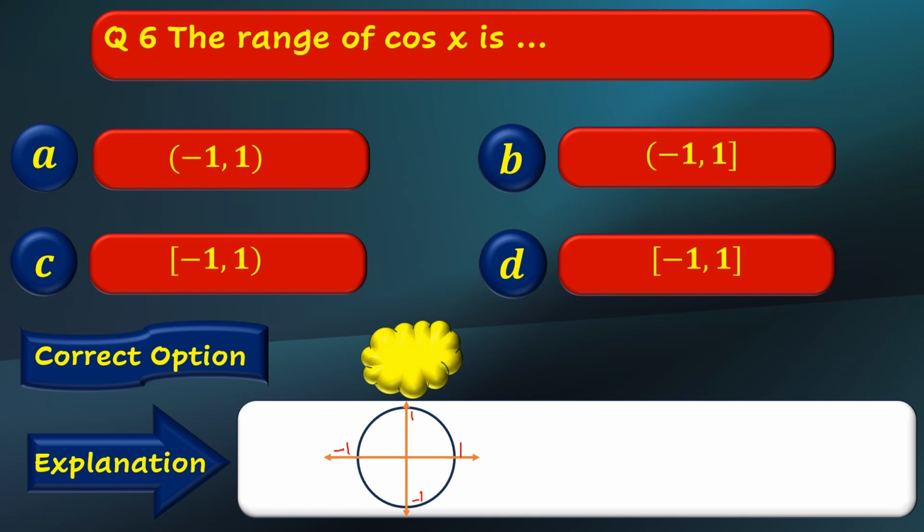Therefore, the value of cos x can attain is -1 to +1, and we know that -1 and +1 are also included in the range of cos x. Therefore, it will be a closed interval from -1 to +1. Therefore, the correct option is option D. Next question.